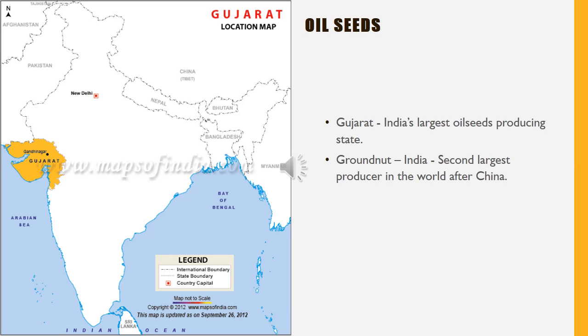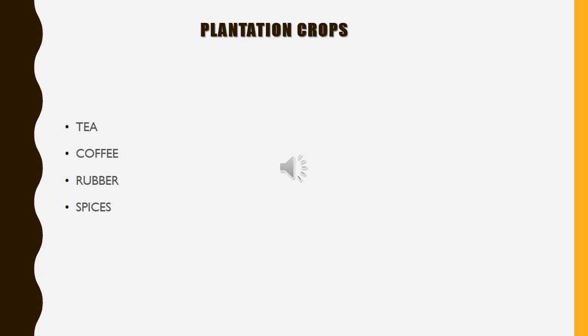Oilseed: Gujarat is India's largest oilseed producing state. In groundnut production, India is the second largest producer in the world after China. So in oilseed production, Gujarat is the leading state, and in groundnut cultivation, India stands second, next to China. So these are the cash crops, which we have discussed.